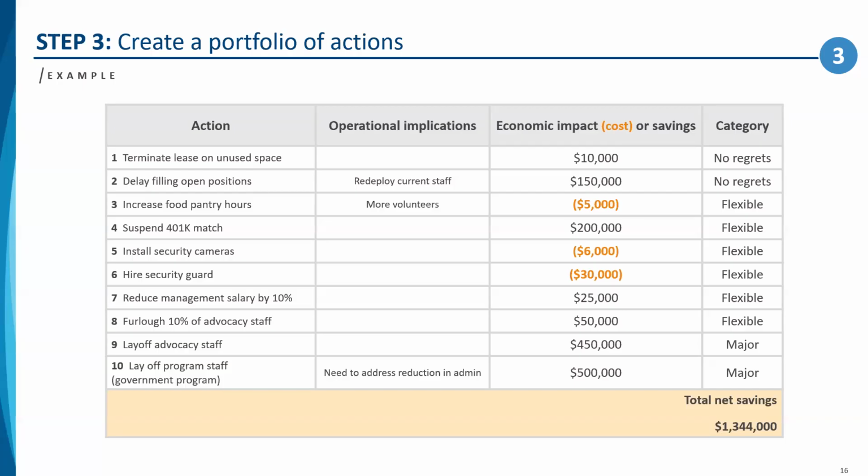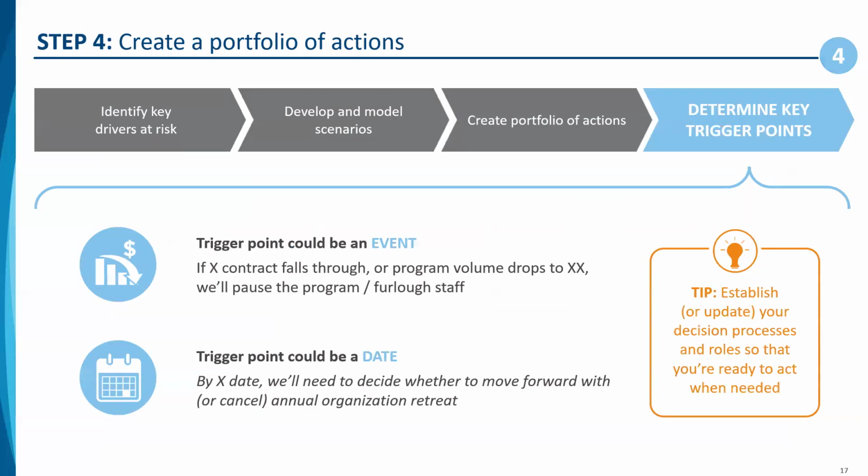And so the last step is to think through what the signals are that are going to help you as an organization make some of these moves. At which point will you pump the brakes for those flexible options? At which point will you make some of the major changes? So in this step, you'll identify the key indicators and triggers that will help prompt decision making and action on the part of your leadership team.